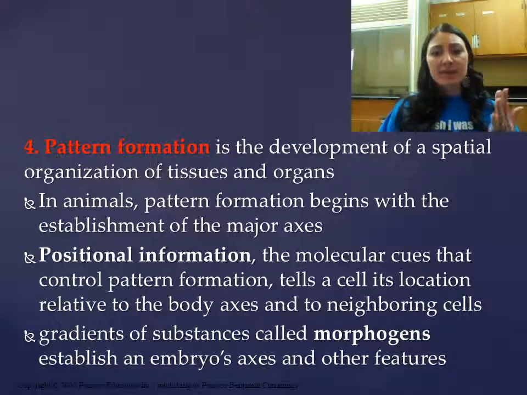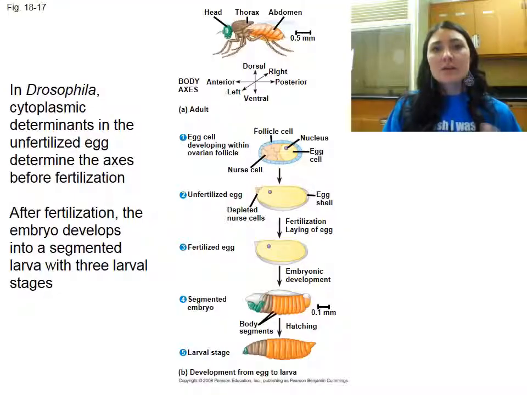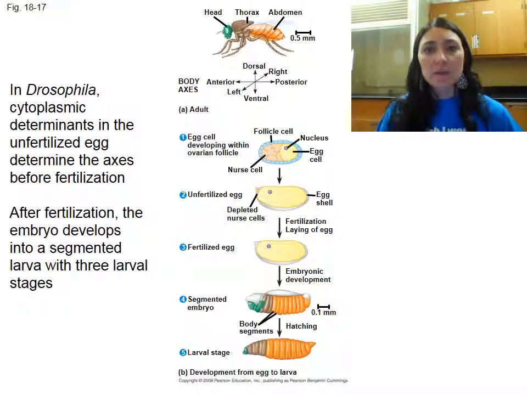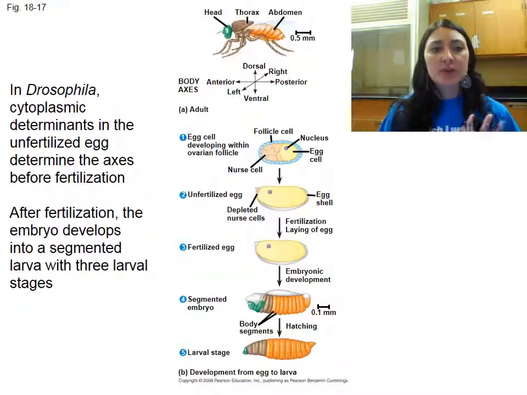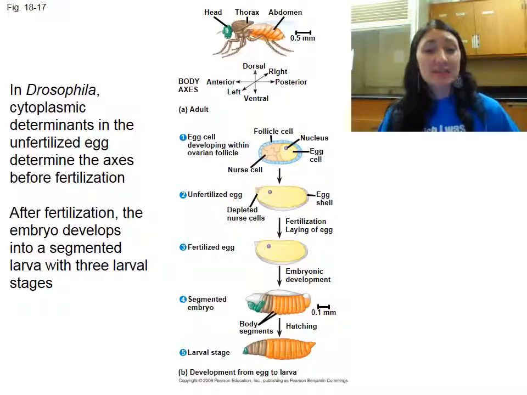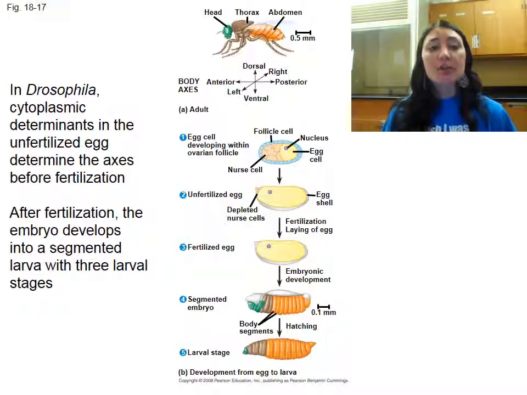And we have these substances called morphogens, and having a lot of morphogens in one area, not so many in the other, is how you can establish the embryo's axes. So figuring out which way is anterior versus posterior, as well as where other features such as legs and arms belong. So we've studied Drosophila a lot when it comes to pattern formation and morphogenesis, and we know that there are cytoplasmic determinants in the unfertilized egg that are going to determine the axes before fertilization even occurs.